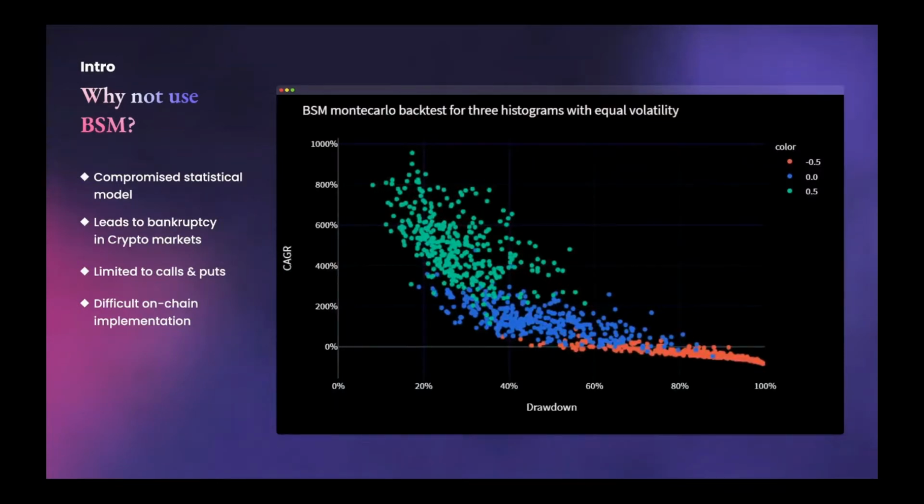And when they do happen, in reality, LPs face the risk of going bankrupt. And to illustrate some of these limitations of Black-Scholes, what you have on screen is a Monte Carlo simulation for 3 assets that have identical volatility.